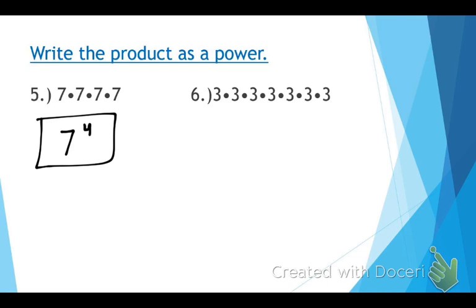I want you guys to do the next one on your own. Okay, this one's got a lot of 3's. 3 times 3 times 3 times 3 times 3 times 3 times 3. There's an easier way to write it as a power, and what would that be? 3 to the 7th power. Okay, very good job.